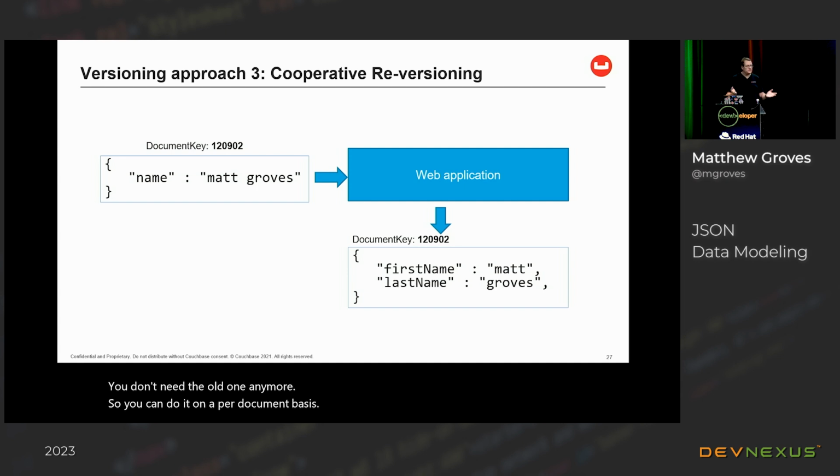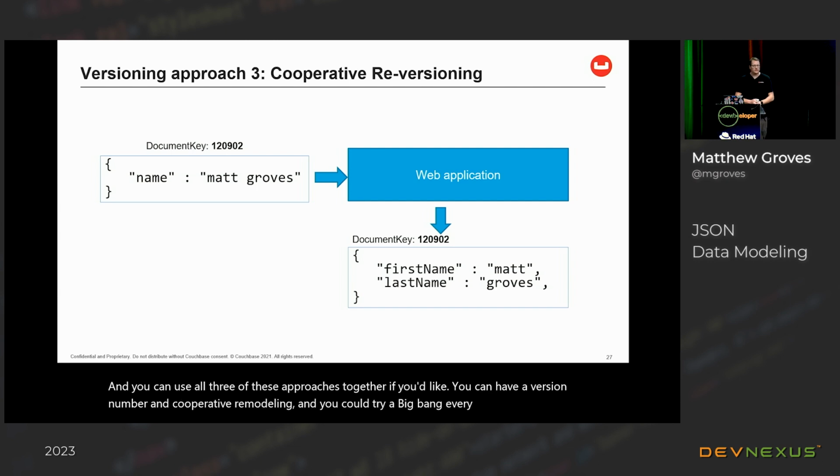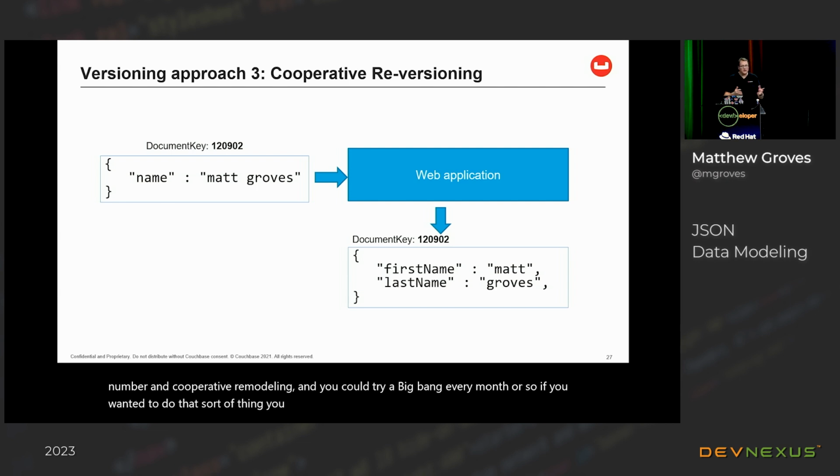And you can use all three of these approaches together if you'd like. You can have a version number and cooperative remodeling, and you could try a Big Bang every month or so if you wanted to do that sort of thing. There's probably better approaches as well. If you've used this before, if you have better approaches, please come talk to me after, and I'd love to hear about them.